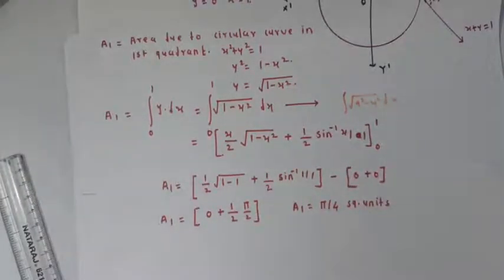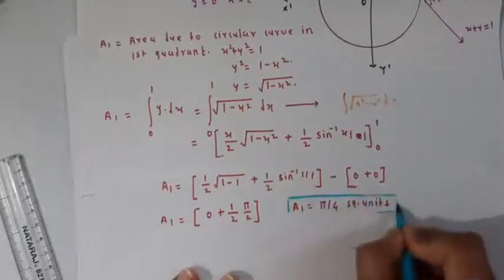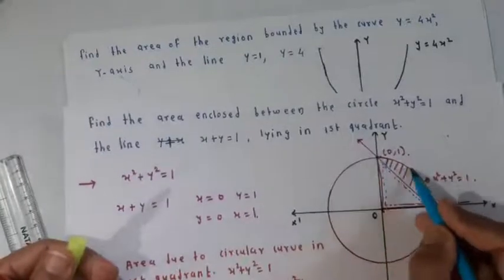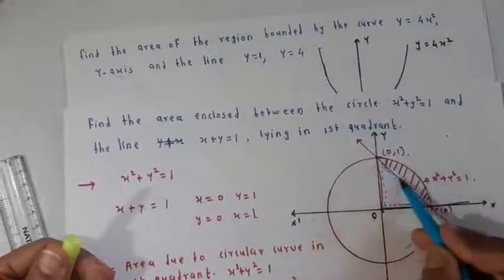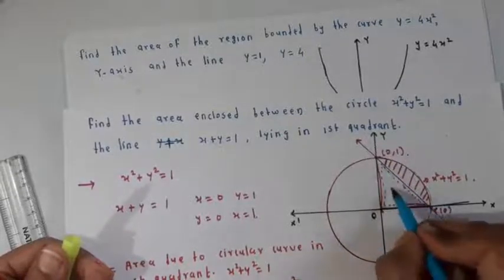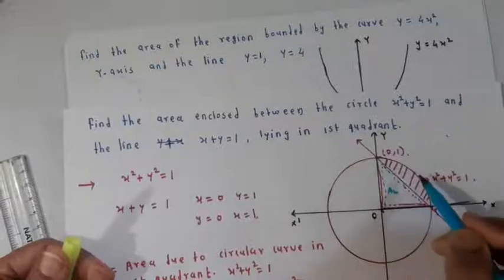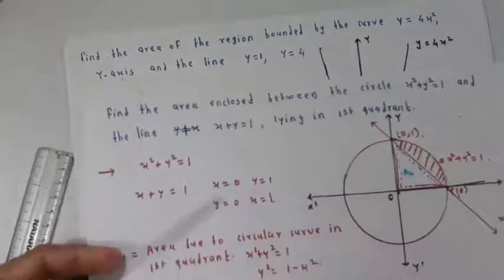Okay, this is the area. So this much area we have found out, and that is pi by 4. Now let us find out this triangular area. This is area A2. Find out the triangular area and subtract it from the circular area. We will get the shaded portion area.